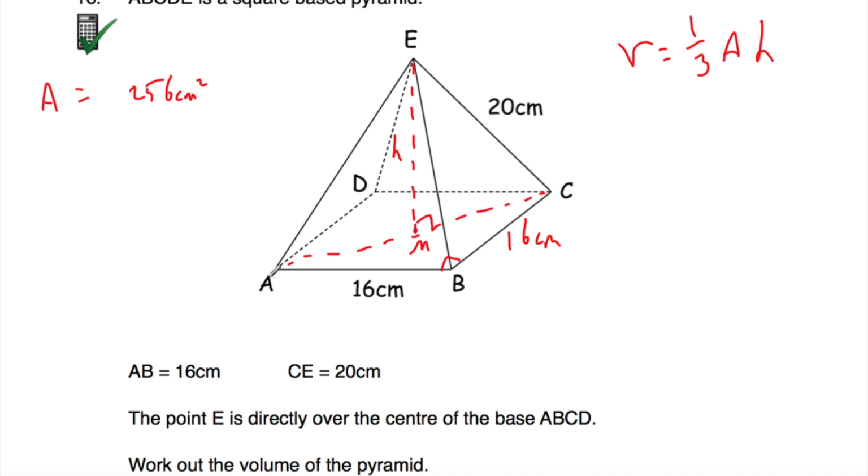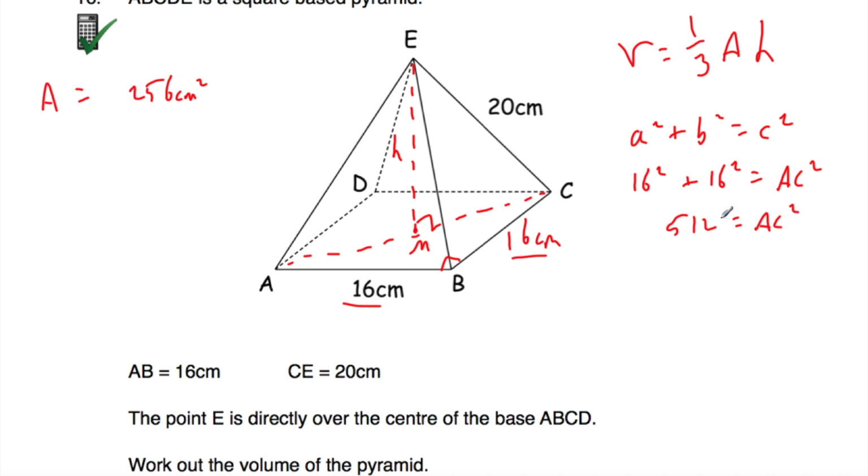So if we consider that big right angle triangle, A squared plus B squared equals C squared, and that means 16 squared plus 16 squared equals AC squared. 16 squared plus 16 squared is 512, and that's equal to AC squared. If we square root that, the square root of 512 is 16 root 2, so AC is 16 root 2, which is 22.627, and so on. That's the distance from A to C.